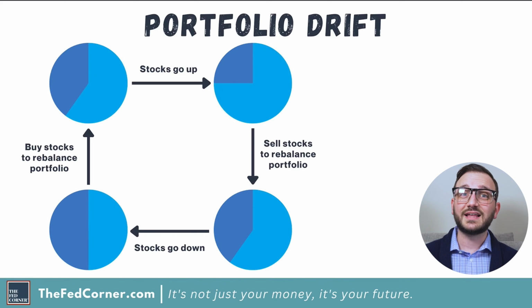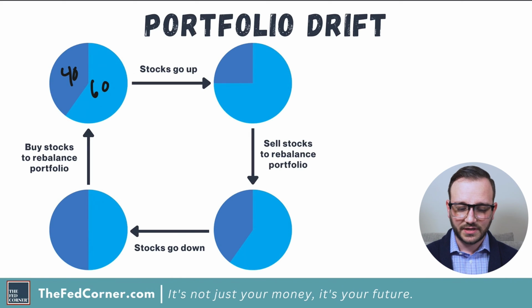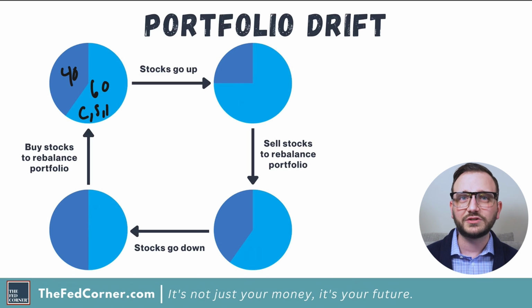So for instance, let's say you have an allocation of about a 60-40, with 60% being stocks. Well, the C, S, and I funds would make up the stocks, and they're much more volatile.